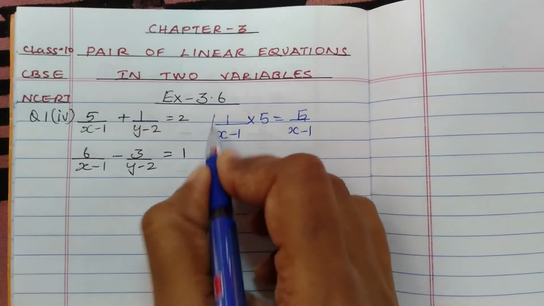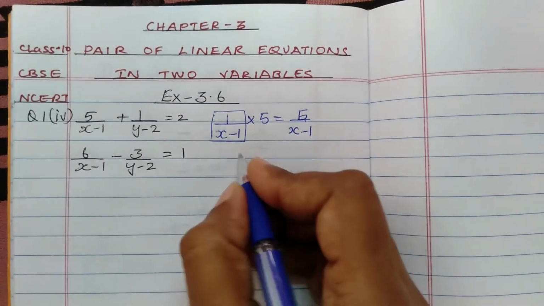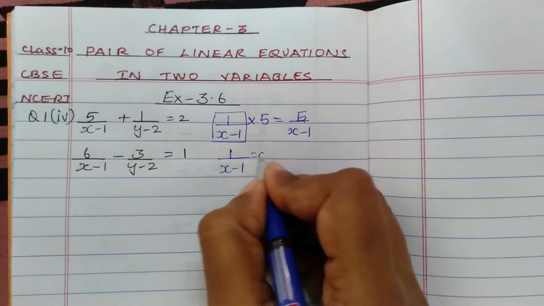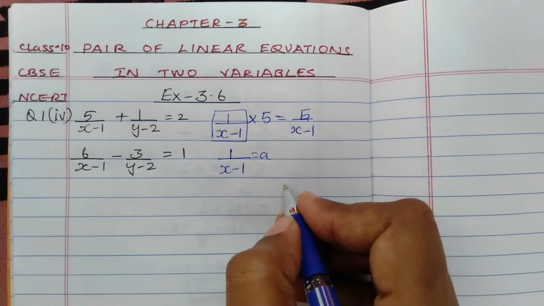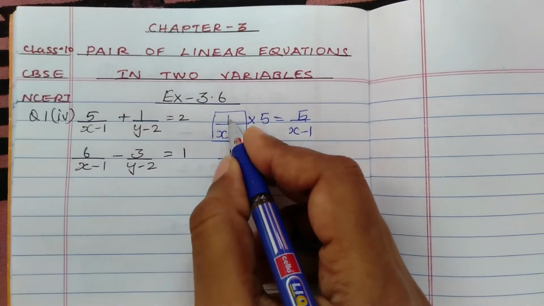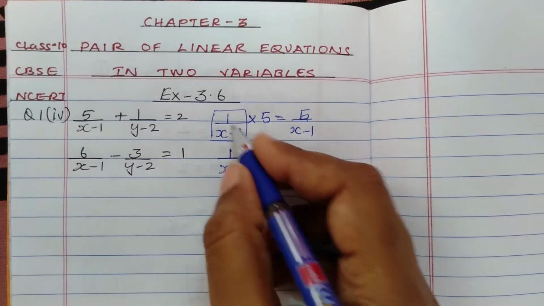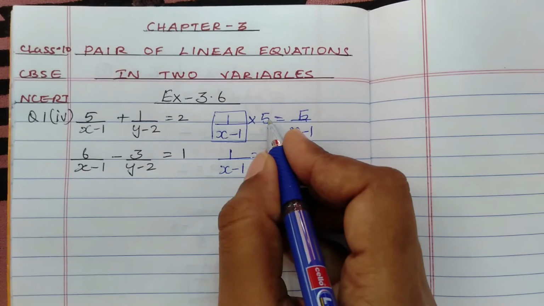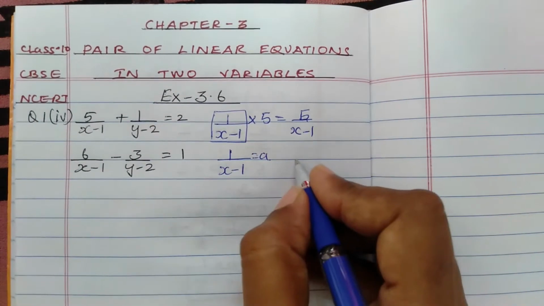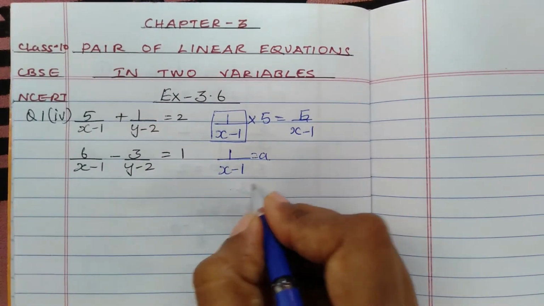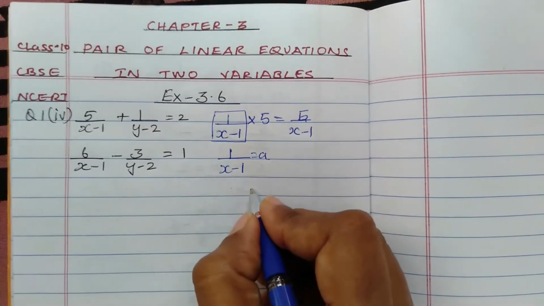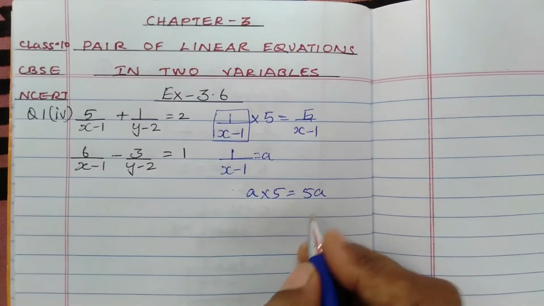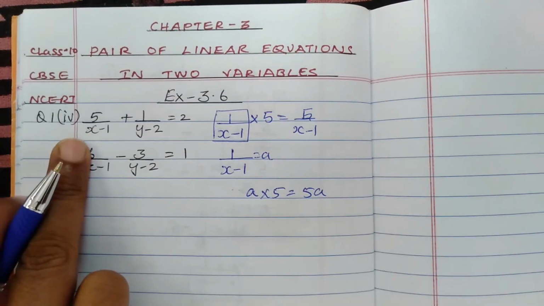Now we will give this part a value. Say for example I am giving 1 by x minus 1 is equal to a. I am giving the value a. So what will happen if I replace a here? 1 by x minus 1 is a. So I am replacing a here. You will have to multiply the coefficient with a. So this actually looks like this. Now in place of 1 by x minus 1, I will write a into 5. This gives us 5a. So we got the first term for the first equation.